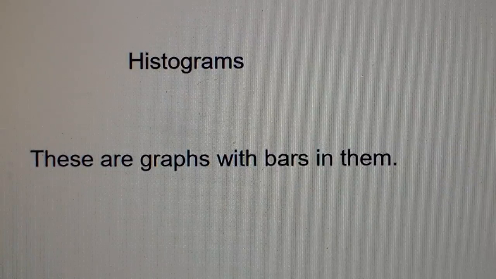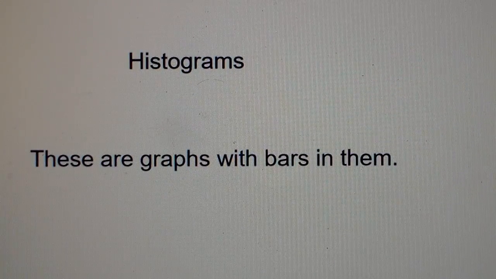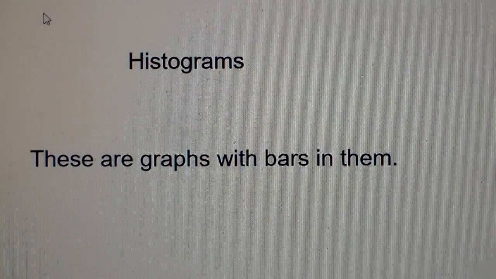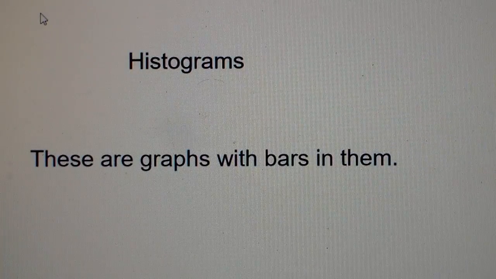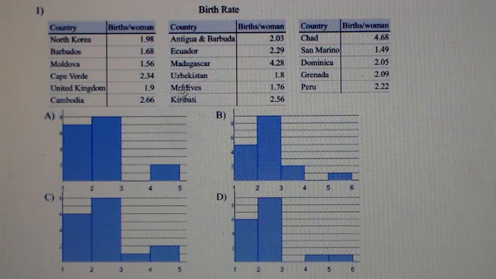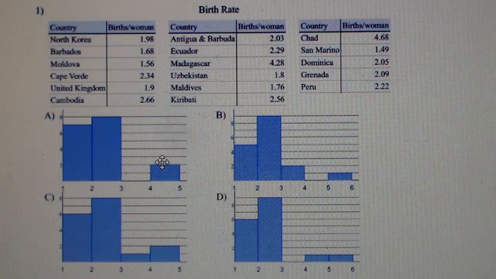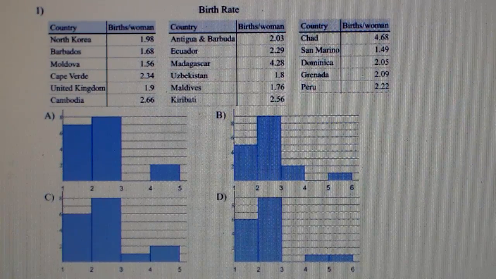Alright, histograms. These are the graphs that have bars with them. You've seen this probably before in middle school. Let's just go over it again in detail so it's fresh in our minds. So you've definitely seen them before. It's these bar graphs. Now what these bar graphs represent is data.